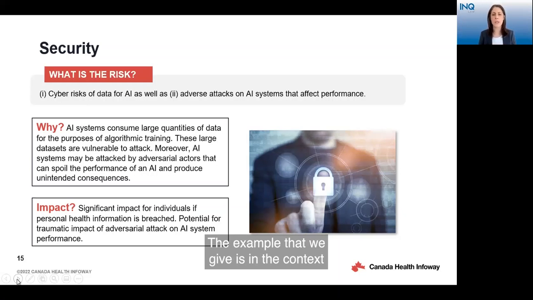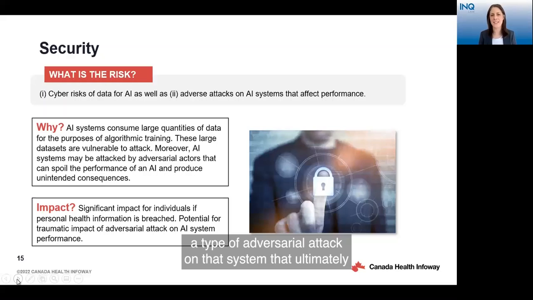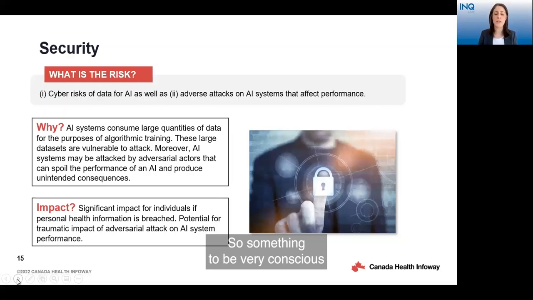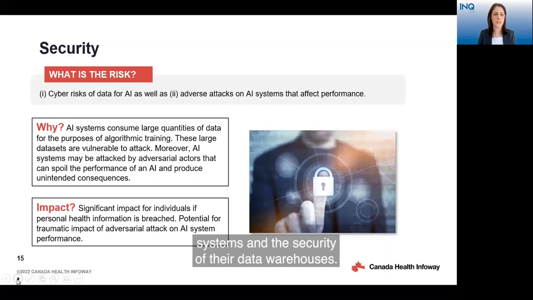The example that we give is in the context of software as a medical device. In cases where medical devices, the actual device, the hardware itself, relies upon AI-enabled software, to the extent that that software is responding, reacting, and learning from its data environment, we wouldn't ever want to have a type of adversarial attack on that system that ultimately has a direct and immediate impact on patients. So something to be very conscious of and to work with the security team. When engaging a vendor, make sure that you ask your vendor a number of questions regarding the security of their systems and the security of their data warehouses.